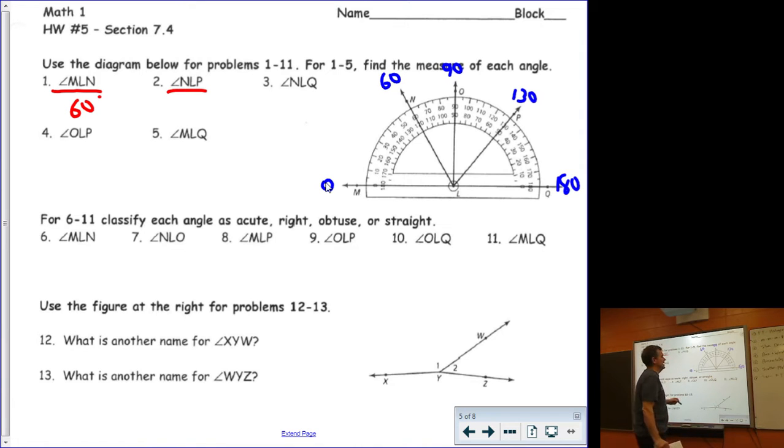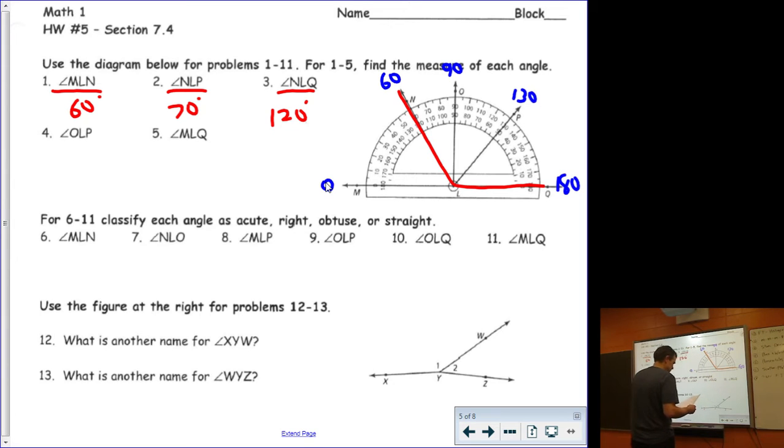This angle NLP goes N to L to P. That goes from 60 up to 130. So 60 to 130 is 70 degrees. And that takes care of that one. That brings us to NLQ. NLQ goes here. That goes from 60 up to 180. So 60 to 180 is 120 degrees.